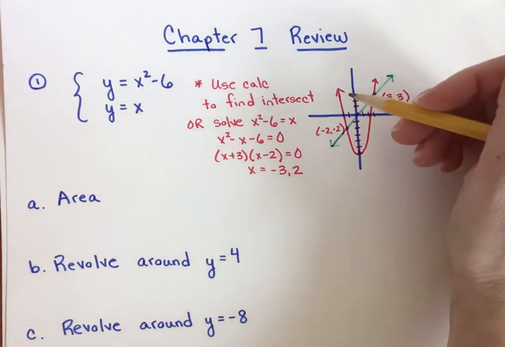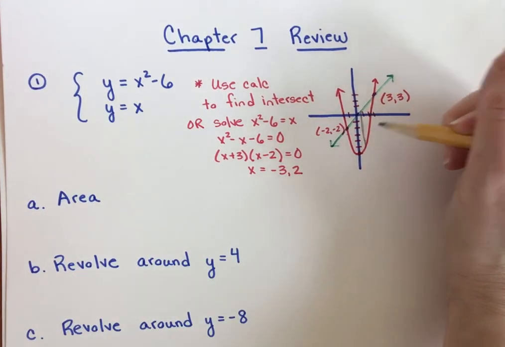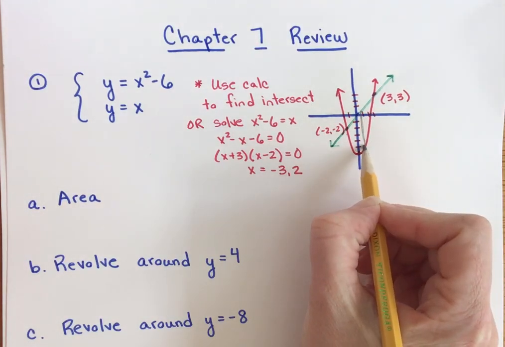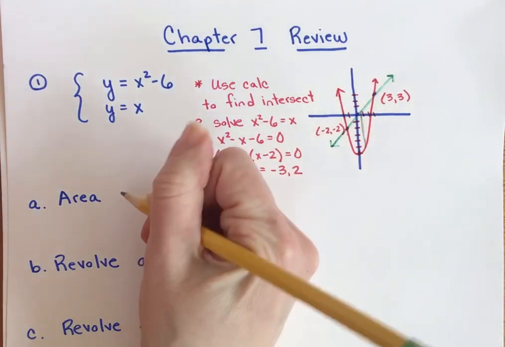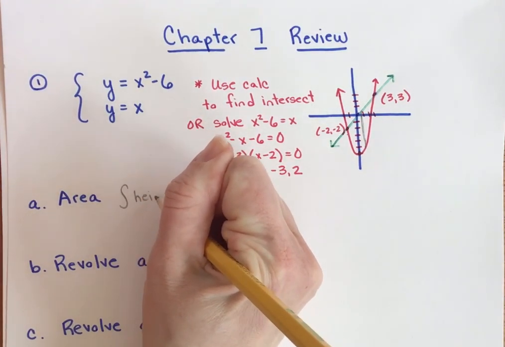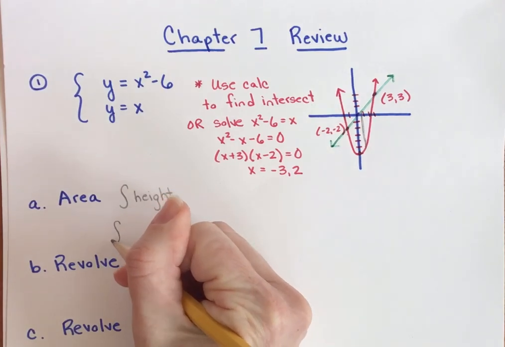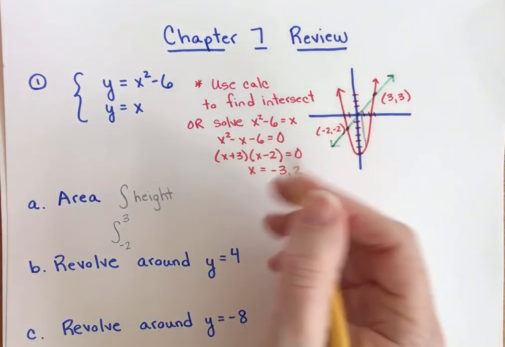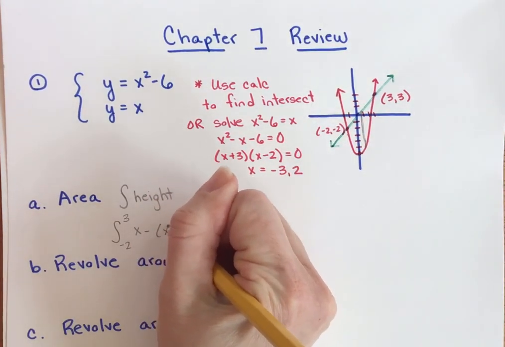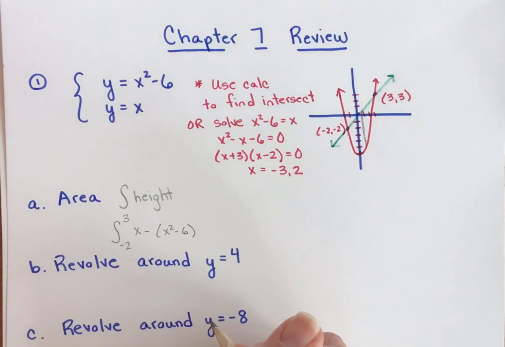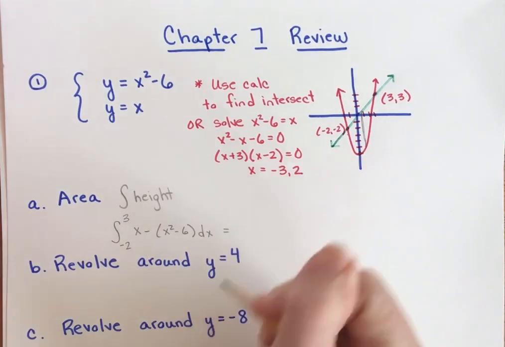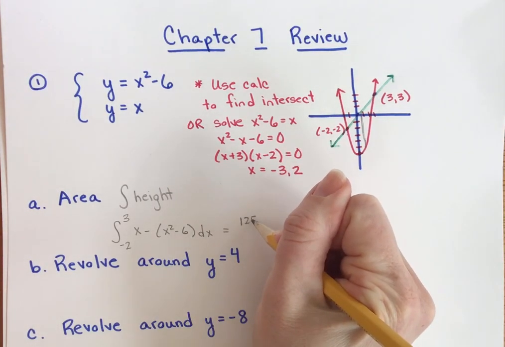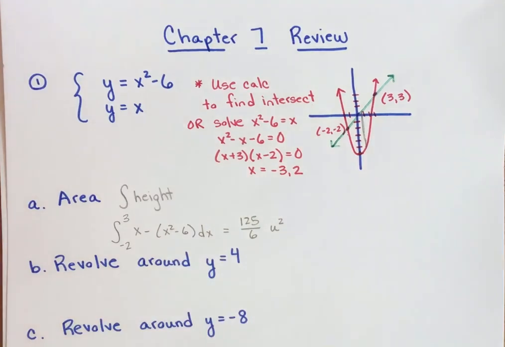When we want to find the area, we're looking to find the space between these two functions. We're going to be measuring area vertically, so our height is going to be top minus bottom. As we accumulate the height, we are accumulating from -2 to 3. Our top function is the x minus our bottom function, which is the parabola x squared minus 6. We can type that into our calculator using our Math 9, and we get 125 over 6 units squared.